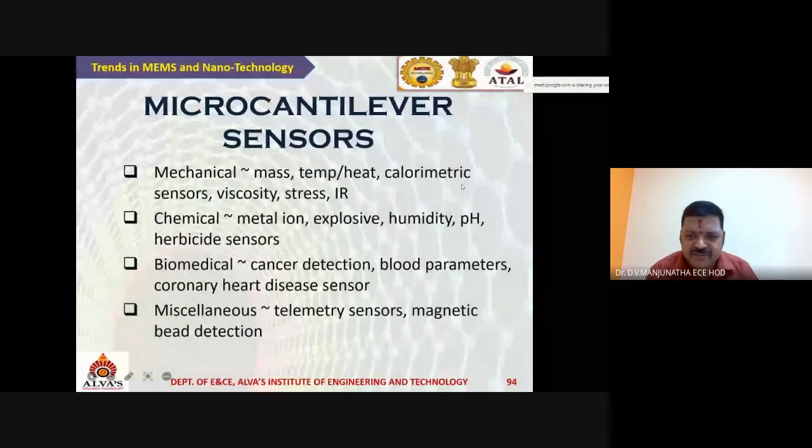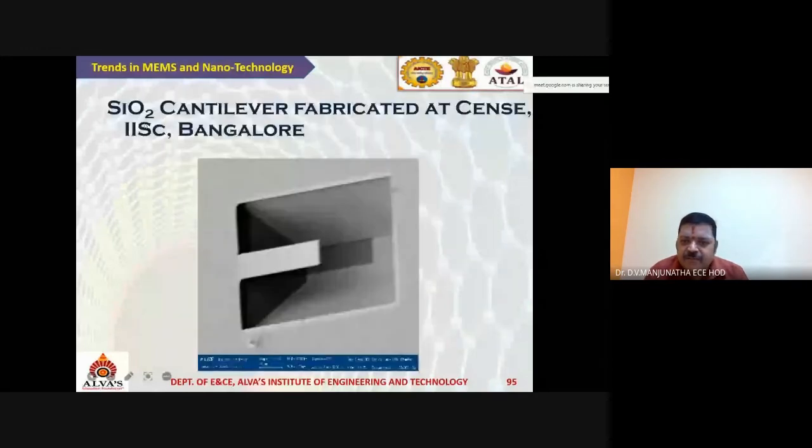Sensors: mechanical, mass, temperature, heat. These are all the applications: calorimetric sensors, viscosity, stress sensors, IR sensors, chemical, metal ion, explosive, humidity, pH, herbicide sensors, biomedical cancer detection sensors, blood parameters, coronary heart disease sensors, miscellaneous telemetry sensors, magnetic breath detection, beat detection sensors, right? So there are so many sensors. The silicon dioxide cantilever was fabricated at SenseIAC Bangalore. This was taken from Google.